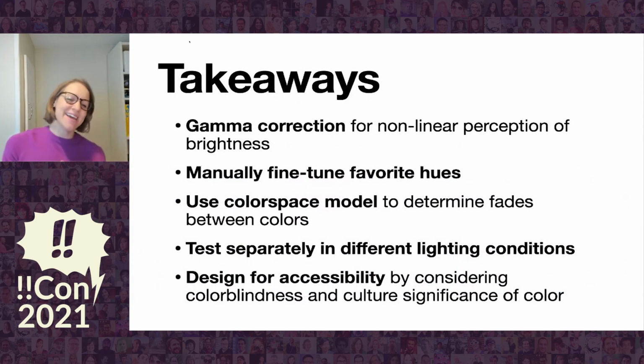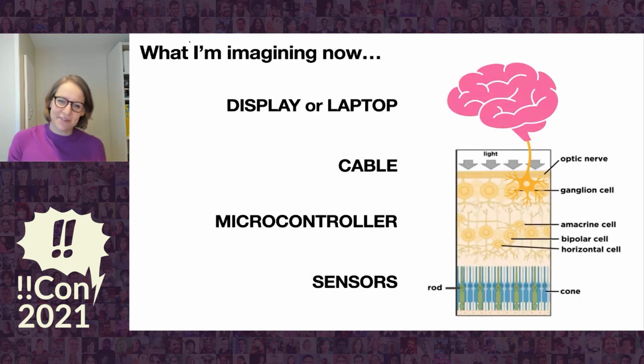So at the end of the day, what I'm now doing when I work with LEDs is making sure I do gamma correction for the nonlinear perception of brightness. I'm still manually fine-tuning to pick my favorite hues, that exact color of purple or red that I want, but I'm using a color space model to figure out how to fade between colors in a way that's going to look good. I am testing separately in different lighting conditions because stuff just gets weird when it's dim. And in a lot of my designs, I'm thinking about how this would look to a colorblind person. How would this look given some of what I've learned around cultural significance of color?